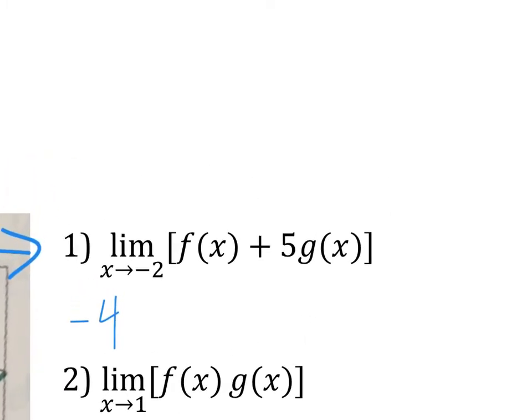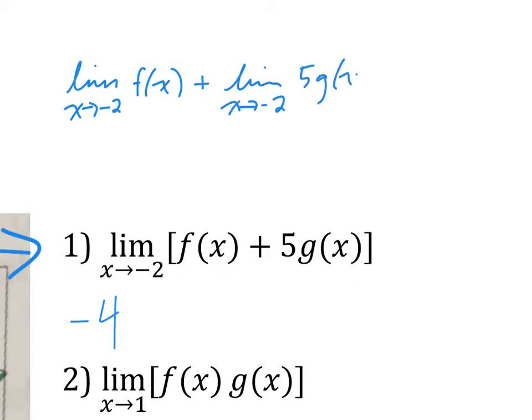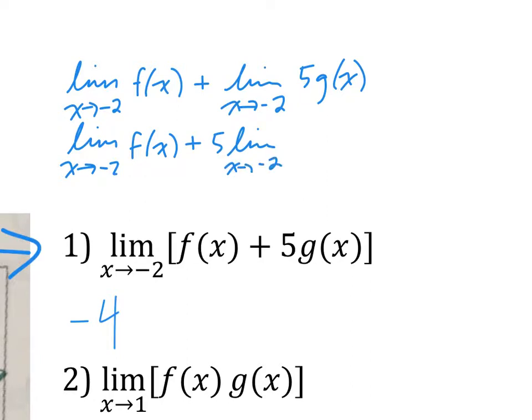Okay, so let's look at it by breaking this problem down. The limit rule says if we have a function plus another function, we can split it into two limits. So this is the limit as x goes to -2 of f of x plus the limit as x goes to -2 of 5g of x. And then we said scalar multiple is a rule in limits, so we can actually pull out that 5. So the limit as x goes to -2 of f of x plus 5 times the limit as x goes to -2 of g of x.